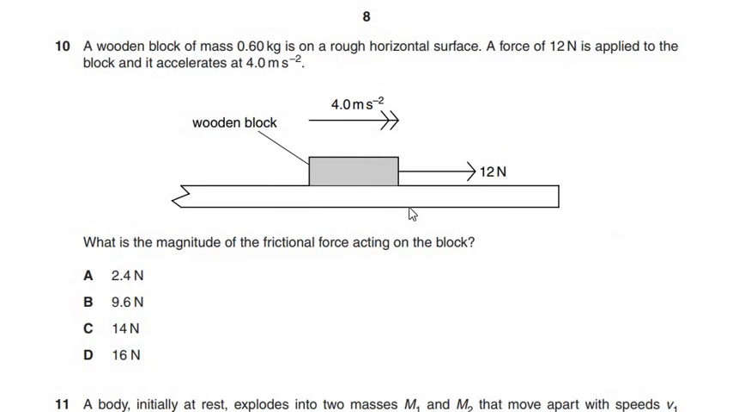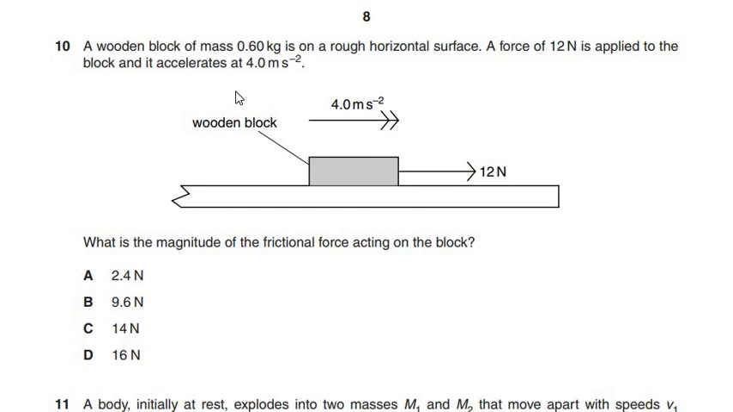All right, now let's go to question 10. Rough horizontal surface, blah blah blah. Easy question. I expect you guys to be able to do it. F is equal to ma. This is what you do. So the mass is going to be 0.6, and a is 4 meters per second squared. So how much force is there? 0.6 times 4, which is 2.4 newtons.